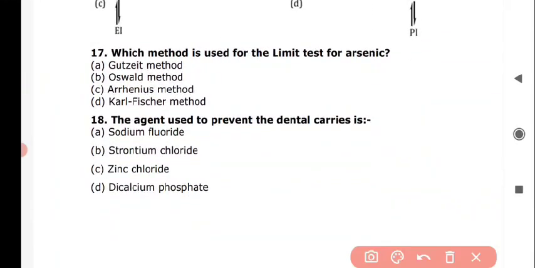Next question is which method is used for the limit test for arsenic? And the correct answer is option A, Gutzeit test. Next question is the agent used to prevent the dental caries is, and the correct answer is option A, sodium fluoride.